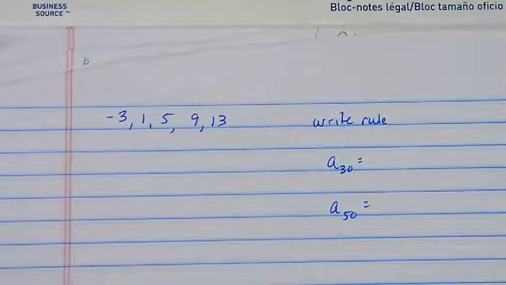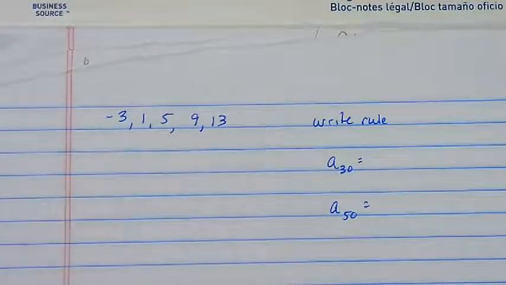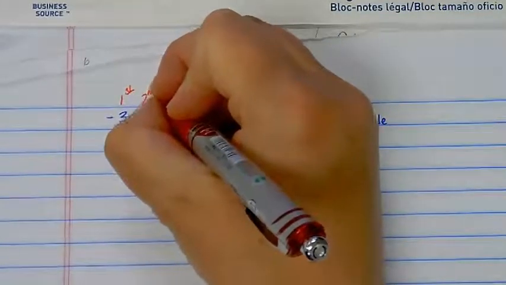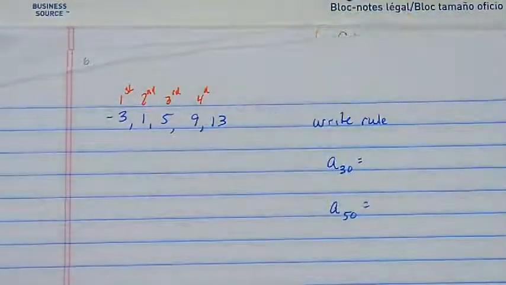Here's another sequence: -3, 1, 5, 9, and 13. What I'd like for us to do is write the rule for any term and then find the 30th term and the 50th term. So the first thing I need to do is find the common difference. And again, this is the first term, second term, third term, fourth term, and so on.